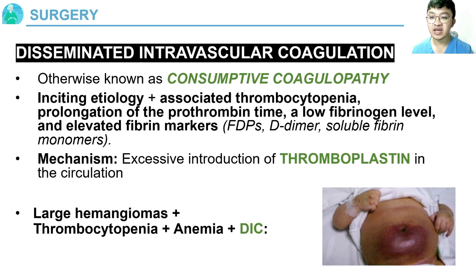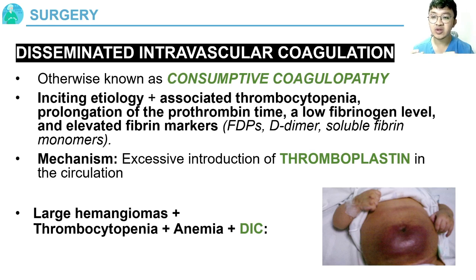So the reason for your DIC is that when you have an injury, when you have an infection, there's excessive introduction of thromboplastin, otherwise known as your tissue factor, in the circulation. So when you have excess tissue factor, it's just going to stimulate coagulation, activate your platelets. As a result, your platelets are consumed, thrombocytopenia, pro time is prolonged because the extrinsic factor pathway is affected and consumed, low fibrinogen level because fibrinogen is converted to fibrin, and elevated fibrin markers. Again, these are just basically your byproducts of your fibrin.